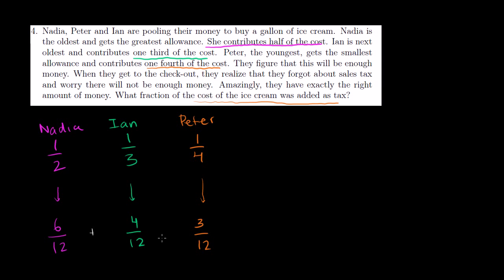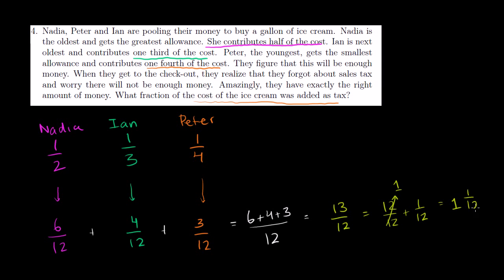So let's add these. 6/12 plus 4/12 plus 3/12 is going to be equal to, our denominator is going to be 12. It's going to be 6 plus 4 plus 3, which is equal to 6 plus 4 is 10, plus 3 is 13. So it's going to be equal to 13/12. And this is an improper fraction. Or we could say this is equal to 12/12 plus 1/12. 12/12 is just 1, right? 12 divided by 12 is 1. So this is 1 and 1/12.